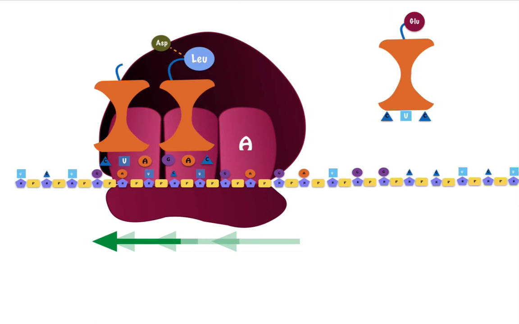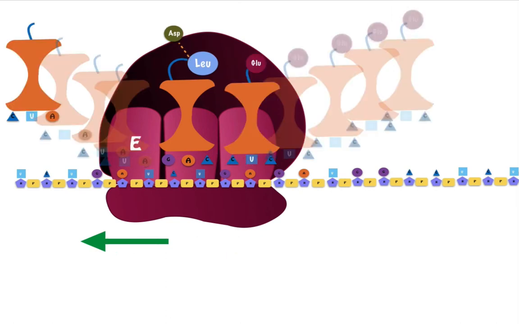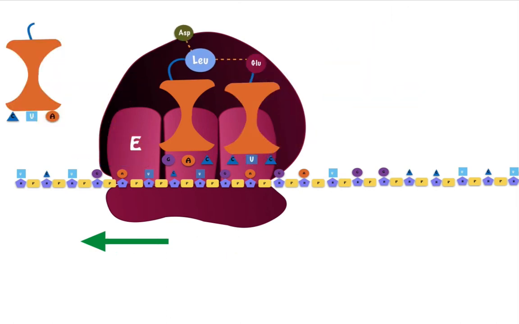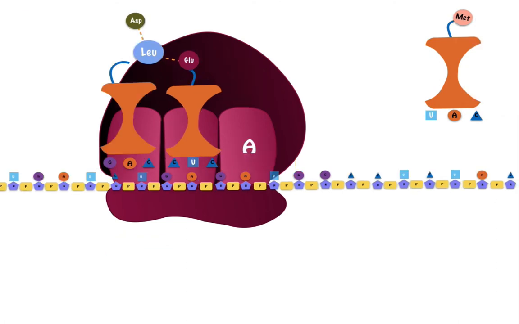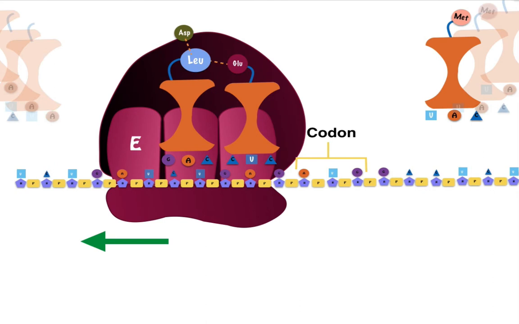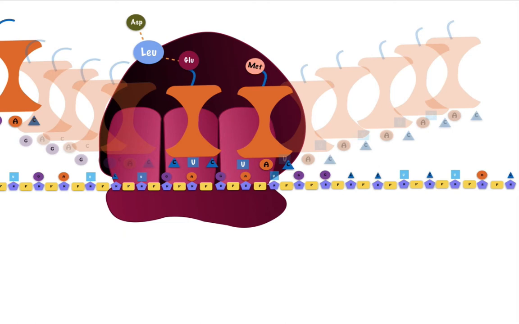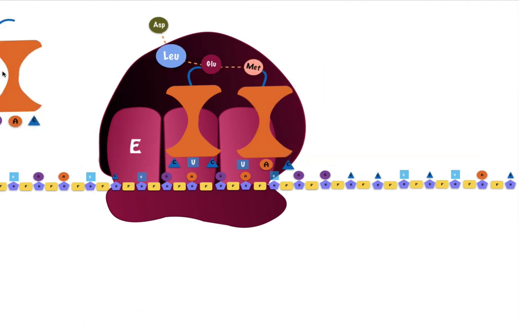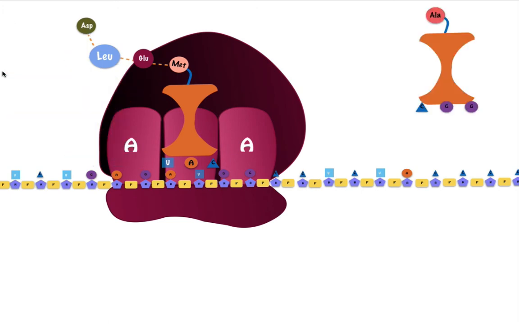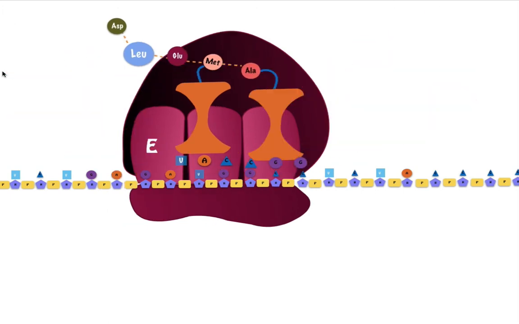So the next codon, GAG, will code for glutamate. Okay, glutamate will then make a peptide bond with leucine, and then it'll just move down along the line. And then our next codon, AUG, methionine. Okay, so methionine will then come in at the A site, and you'll notice that the previous tRNA right here is going to leave from the exit site, okay? And then our next amino acid, alanine. Alanine will now come in and make a peptide bond, okay?